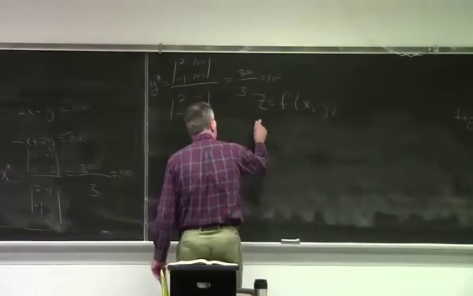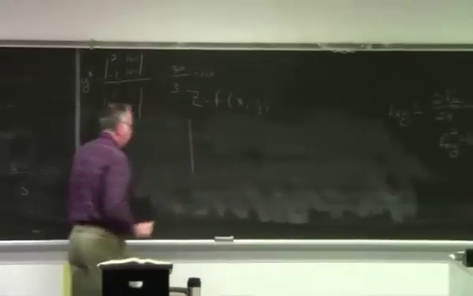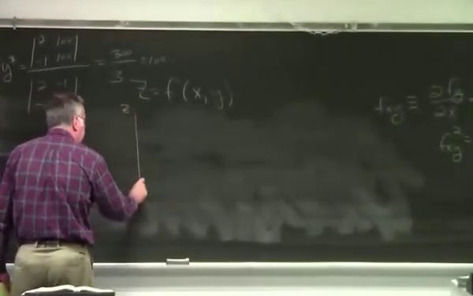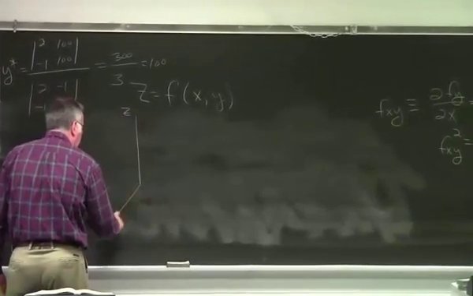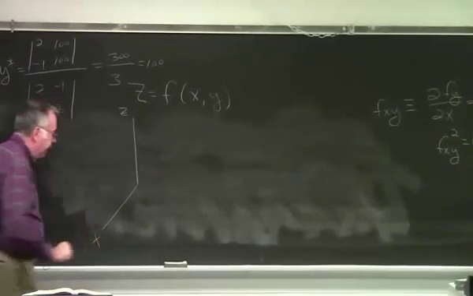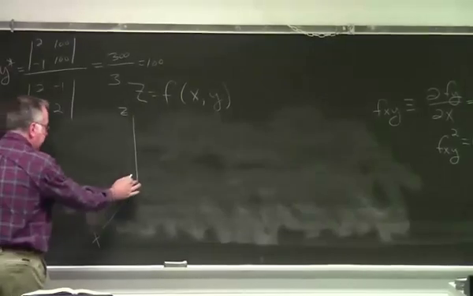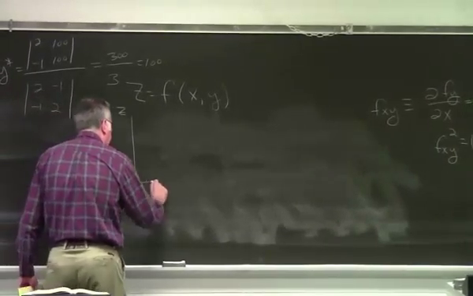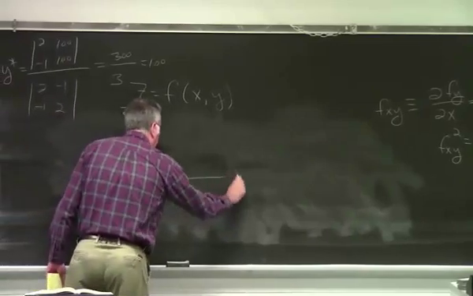Let z be the height of the surface. And following the book, let this axis right here represent the value of x. So x is measured along this axis right here. And let this axis right here be the value of y.